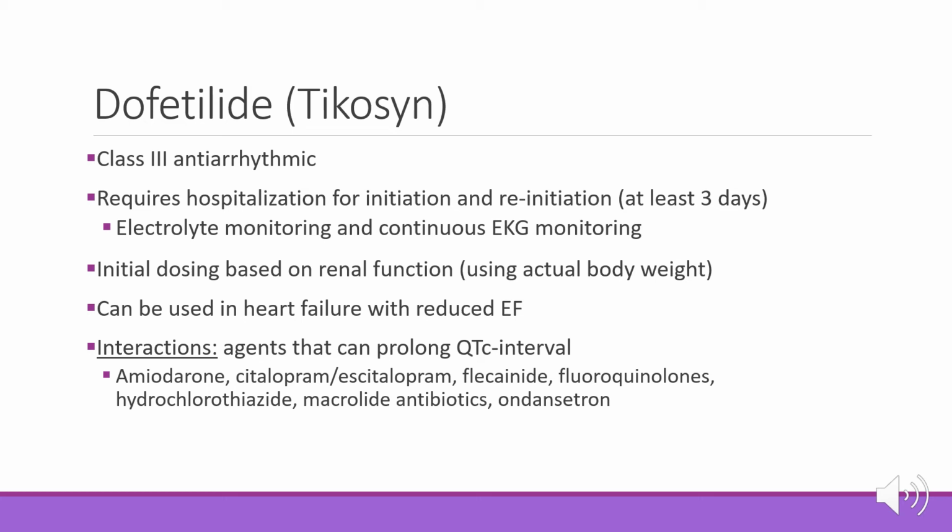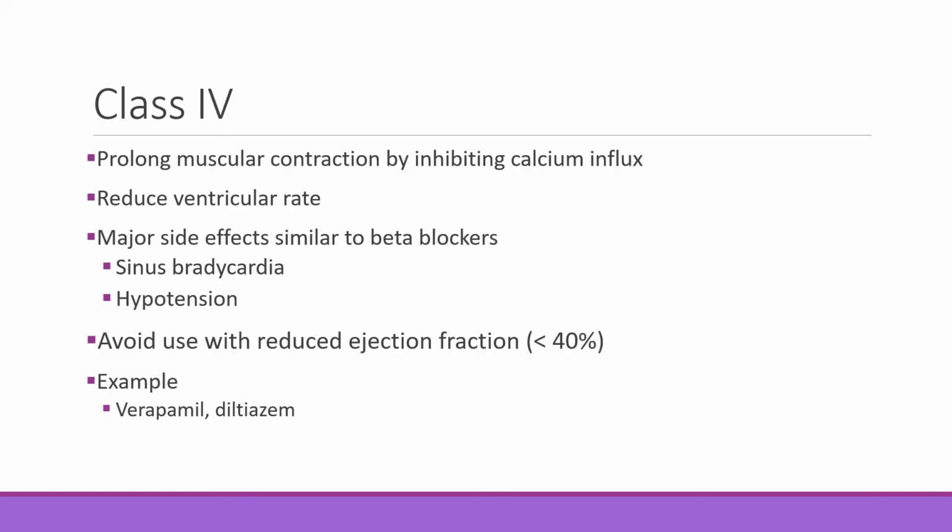Ticosan can be used in patients with heart failure with a reduced ejection fraction and could be favored over amiodarone in younger patients due to its relative lack of adverse effects. Ticosan is commonly initiated by electrophysiologists as they are monitoring the EKG closely during the initial hospitalization.